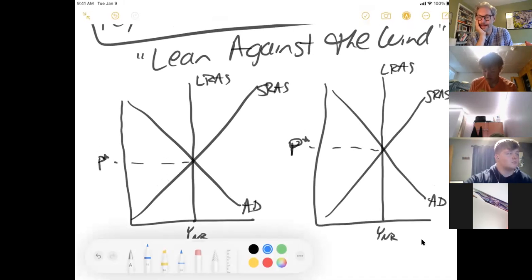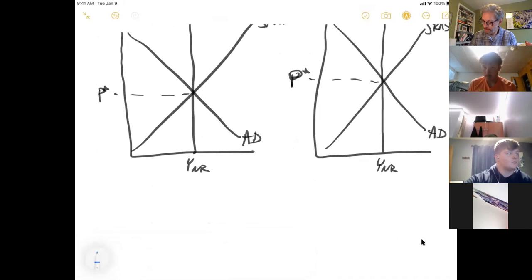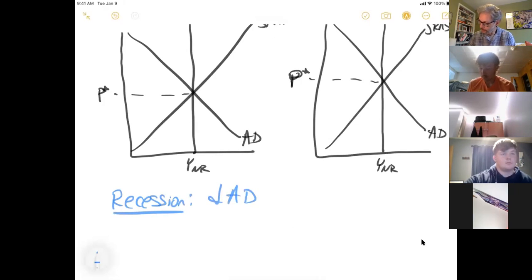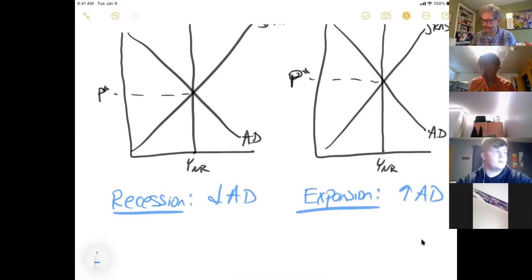So how do Keynesians think that fiscal policy should respond? I want to talk about two examples here. Let's first think about a Keynesian recession that's caused by a fall in aggregate demand. And then we're going to talk about a Keynesian expansion that's caused by a big rise in aggregate demand.